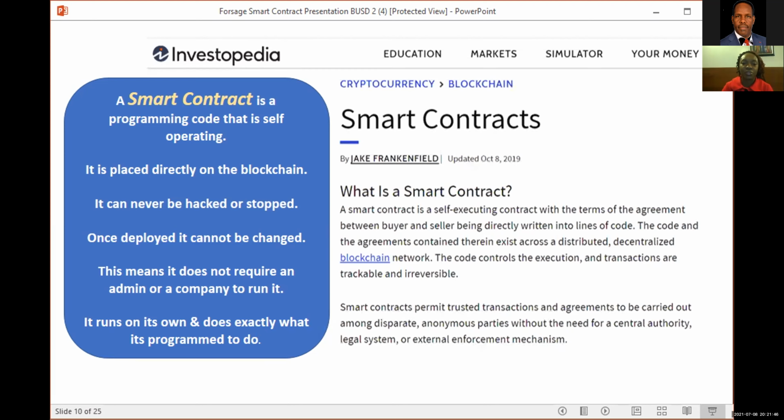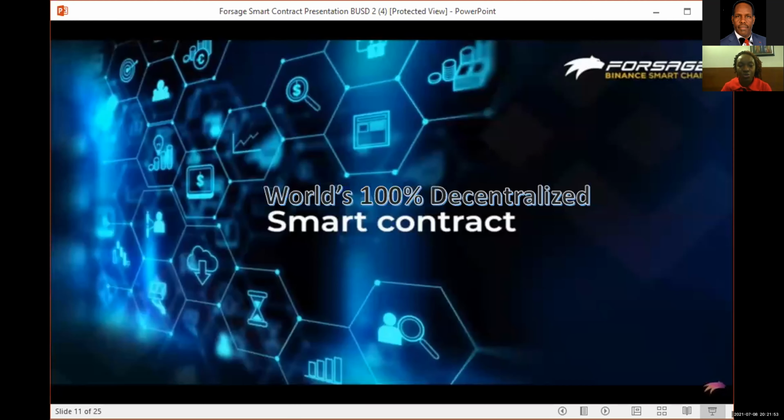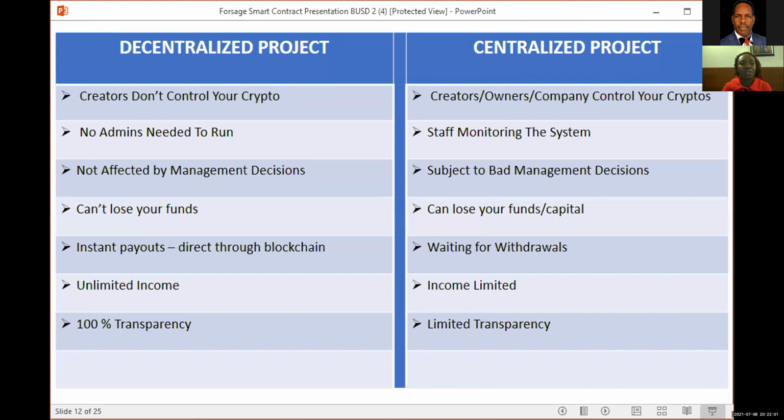Of course, like I said, for the readers and the seekers, you can find out so much more information on how this works. The smart contract that we are talking about tonight is called Facade, and it is 100% decentralized. Decentralization simply means that the creators of Facade do not control your crypto. You are in control. You have total control. You don't need administrators to run this, because remember, we said it is a code. You don't need any managers to manage any decisions here.